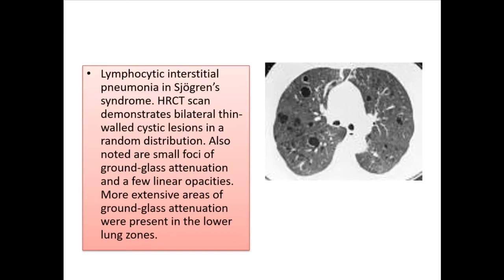Lymphocytic interstitial pneumonia in Sjögren syndrome. HRCT scan demonstrates bilateral thin-walled cystic lesions in a random distribution. Also noted are small foci of ground glass attenuation and a few linear opacities. More extensive areas of ground glass attenuation were present in the lower lung zones.